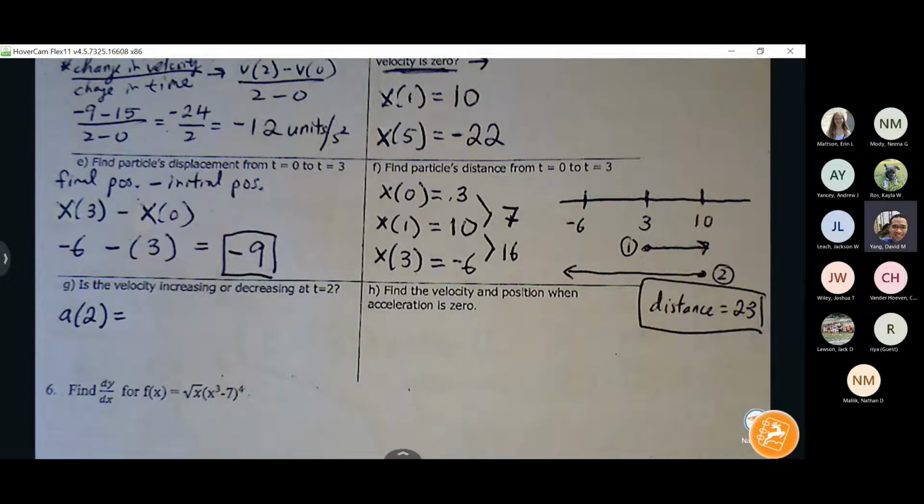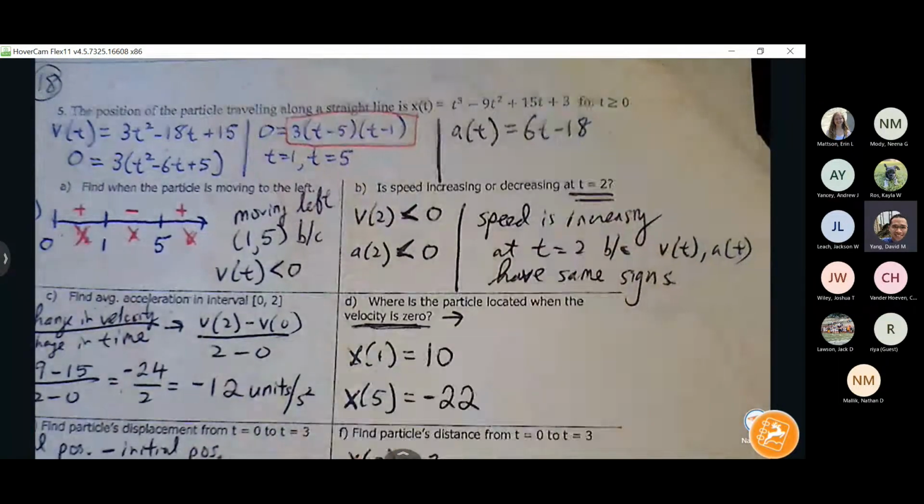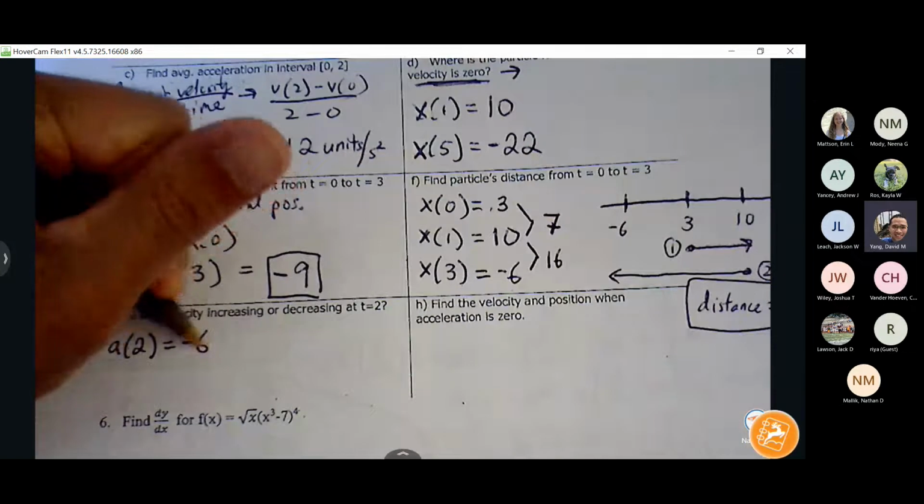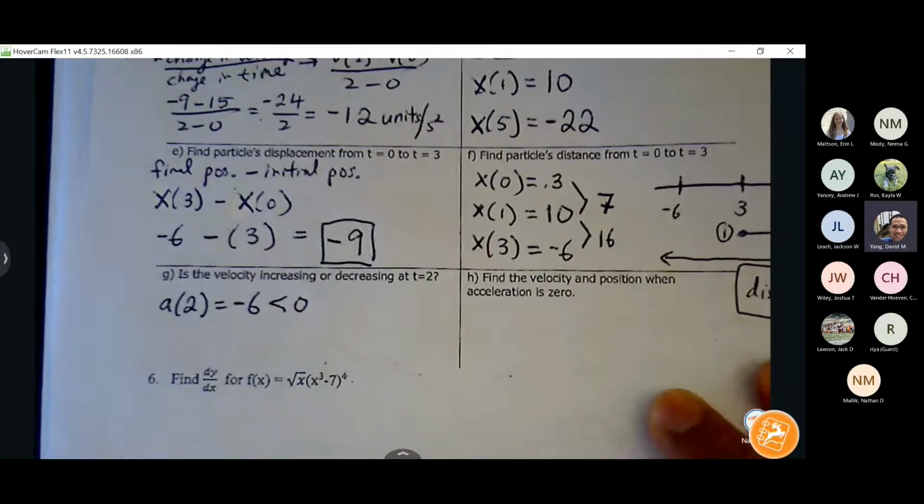Acceleration at 2 is 12 minus 18, which is -6. That's a negative number. That's less than 0. So negative acceleration indicates what? Velocity is decreasing. Yeah.